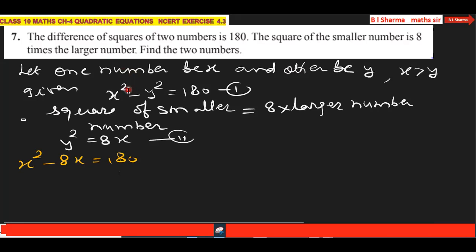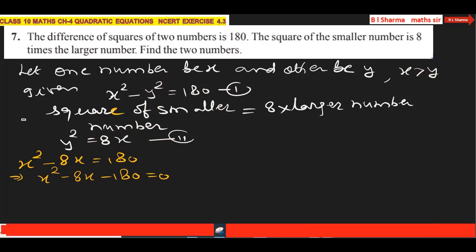देखिए, x square as it is, in place of y square we can write it is given square of a smaller number. Smaller number here is y, क्योंकि x greater है y से. X is larger number, y is smaller number. It is given that square of a smaller number is equal to 8 times the larger number. So y square is 8x, it is given. So in place of this y square, we can put here 8x. Now x square minus 8x minus 180 is equal to 0, and this is a required quadratic equation.